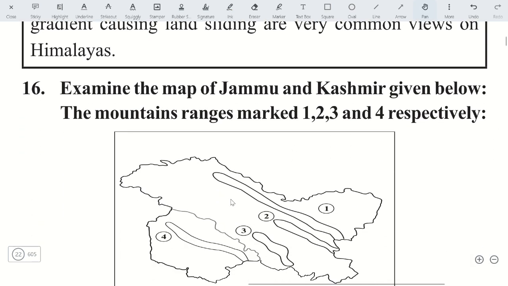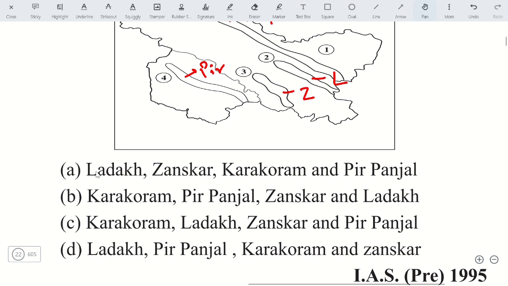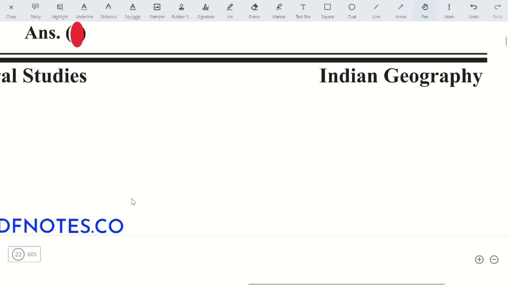Next question is, examine the map of Jammu and Kashmir given below, the mountain ranges marked 1, 2, 3 and 4 respectively. See, this is Karakoram. This is Ladakh. This one is Zaskar and this one is Pir Panjal. So let's check out the options. We have to give the sequence: Karakoram, Ladakh, Zaskar and Pir Panjal. Answer will be C. Let's move on to the next question.